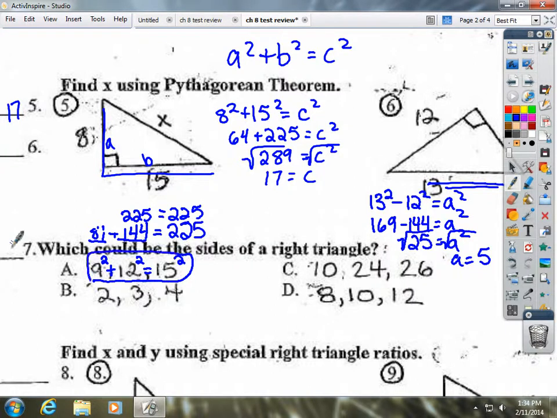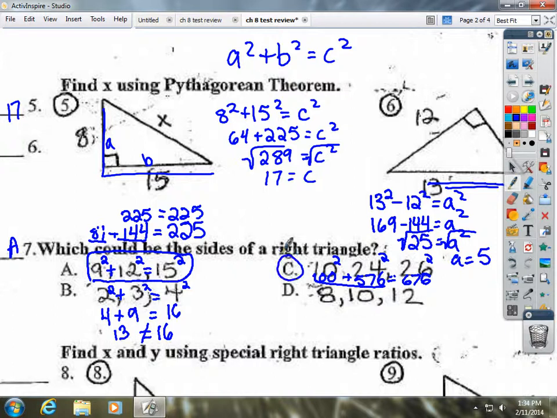However, we got to try the other ones. 2 squared plus 3 squared has to equal 4 squared. That's 4 plus 9, which equals 13. 4 squared is 16. They do not equal, so that is not a right triangle. Over here, 10 squared plus 24 squared versus 26 squared. This is 100 plus 576, and 26 squared happens to equal 676. So these two together do happen to equal that, so this is also a right triangle.